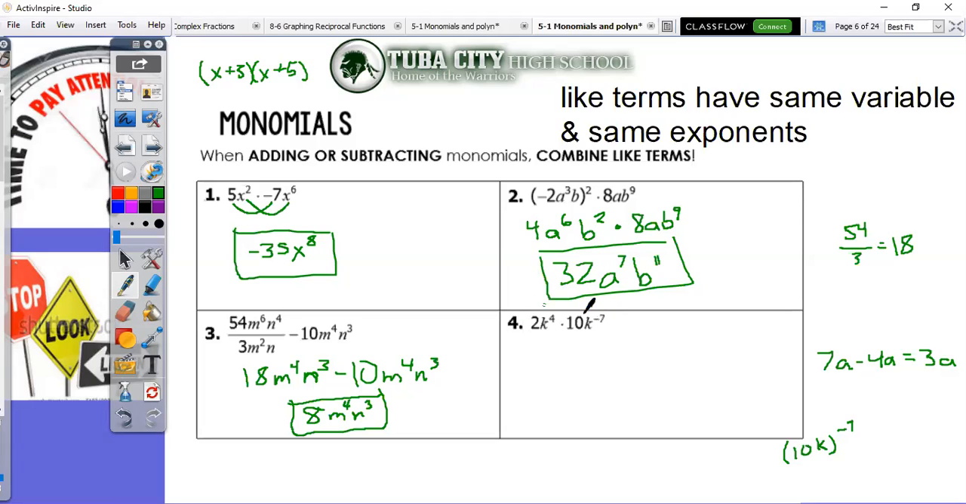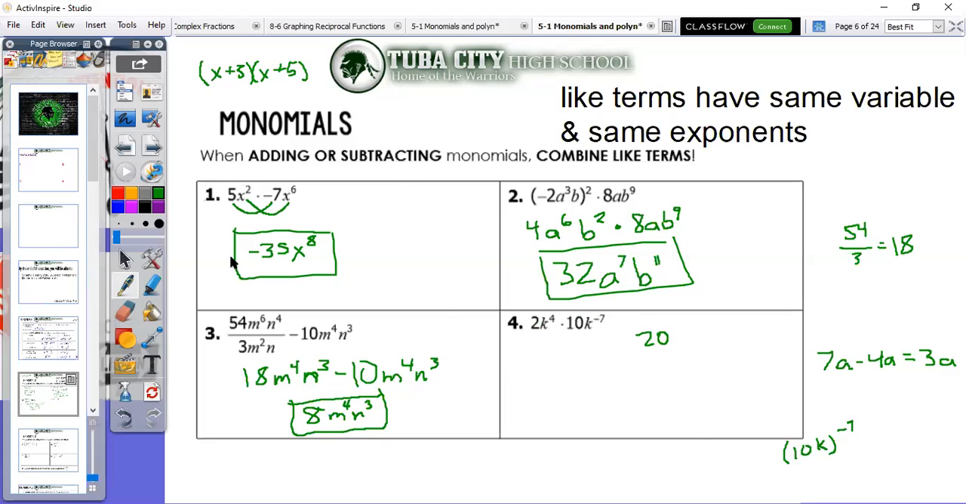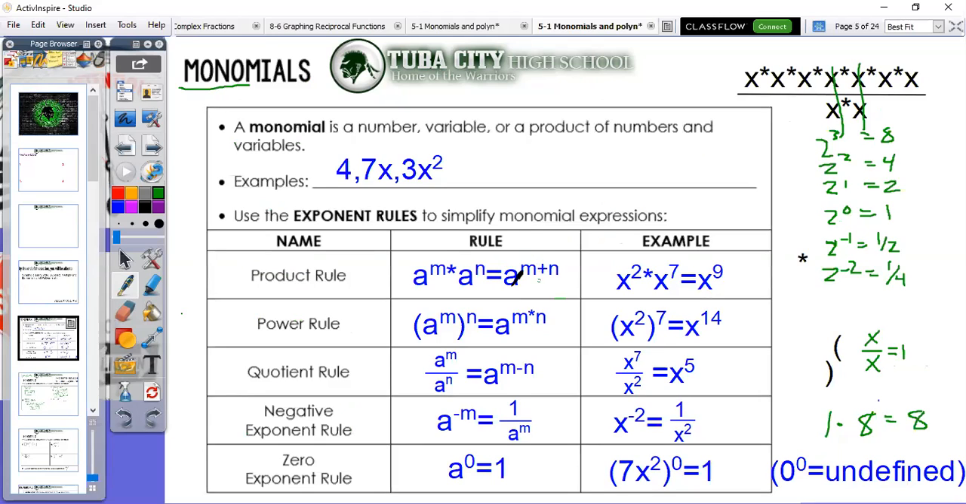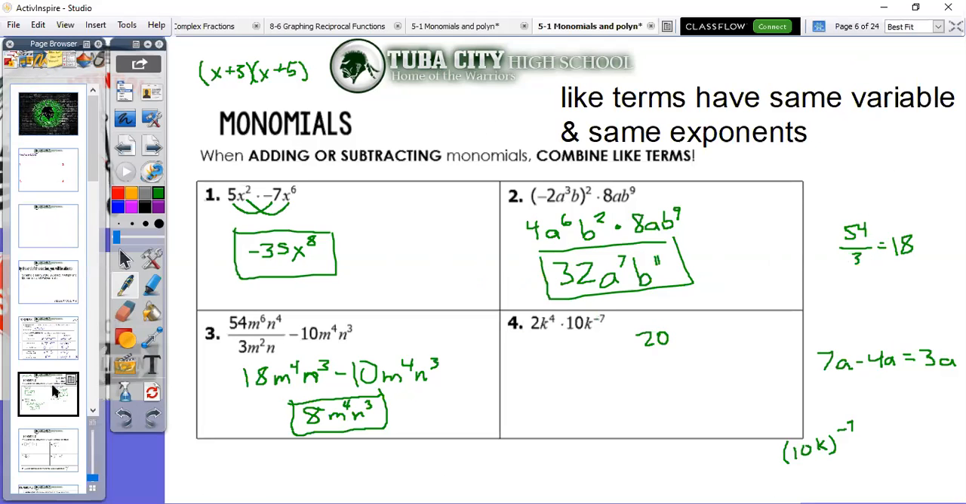So let's multiply 2 times 10, so that would be 20. And k, 4 and negative 7. So in this case, I'm going to be using the product rule instead. Now there's nothing saying that either of them has to be positive or negative. They can or can't, okay? So anything goes. 4 minus 7 is negative 3. So we have 20 and k to the negative 3.